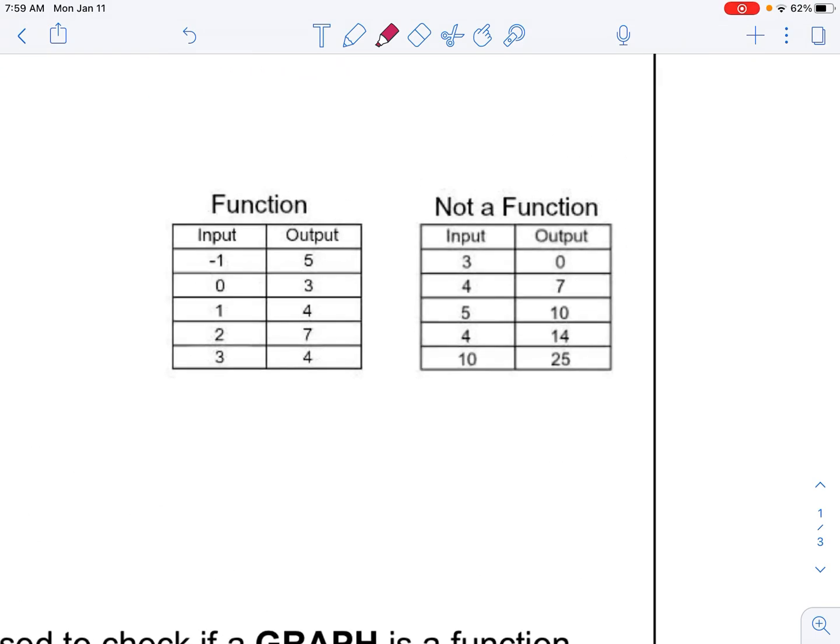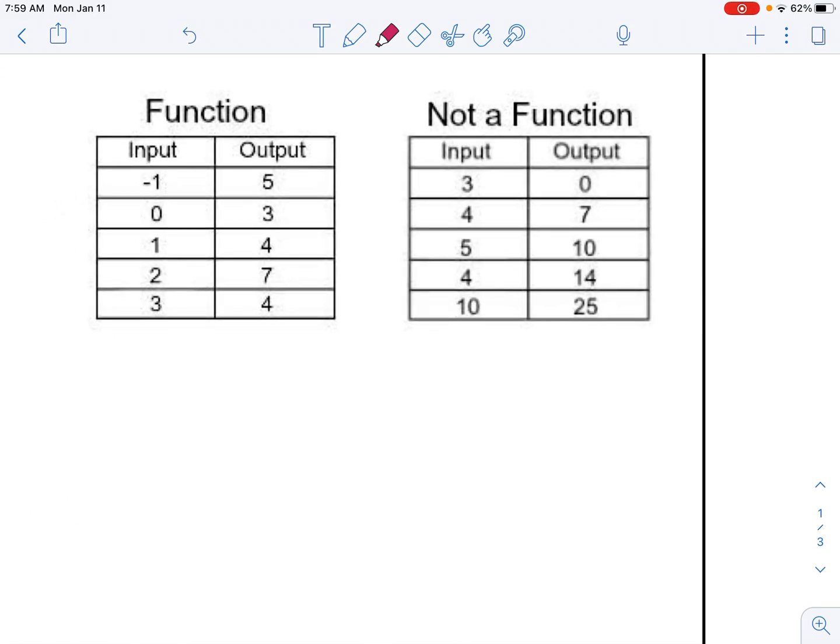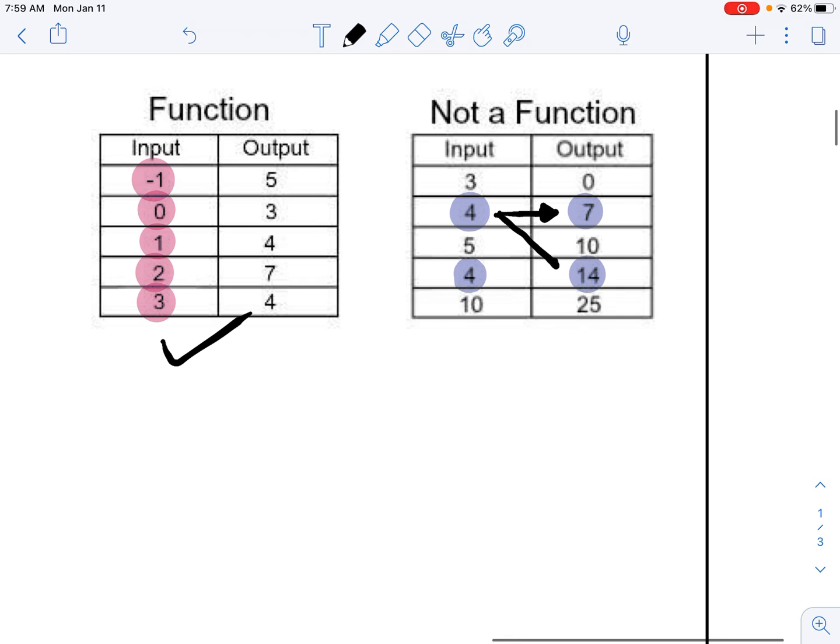So if we look at this table, my x values aren't repeating, which means for sure this is a function. However, if we look at the other one, my input has 4, but they have different outputs. So the input of 4 does not have one output, but it has 2 outputs. So this is not a function.